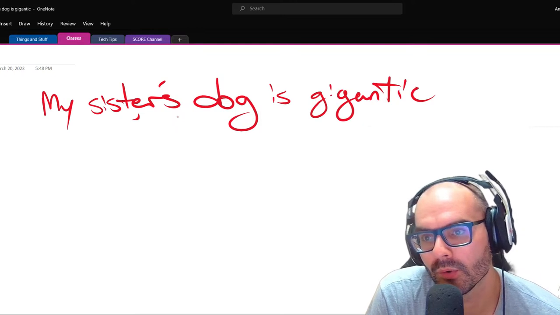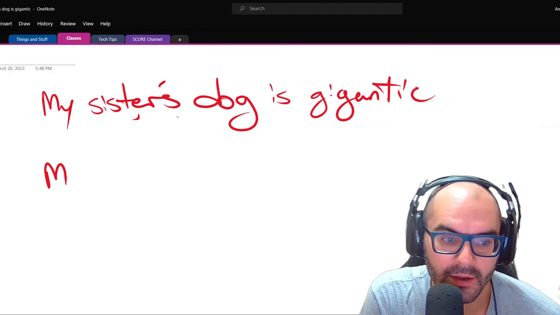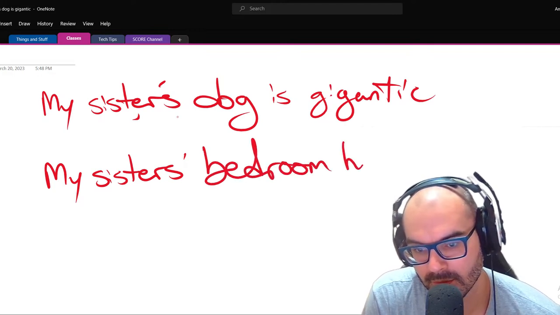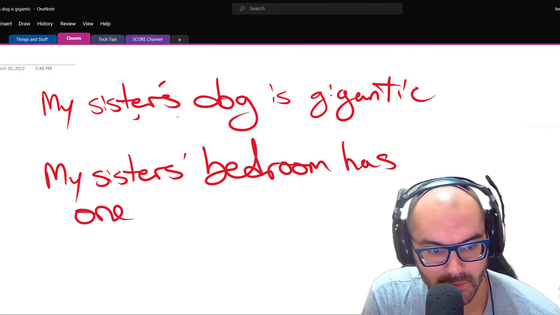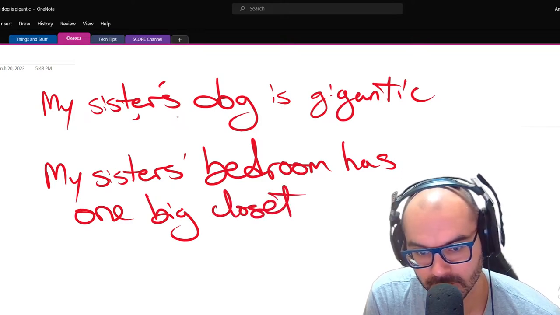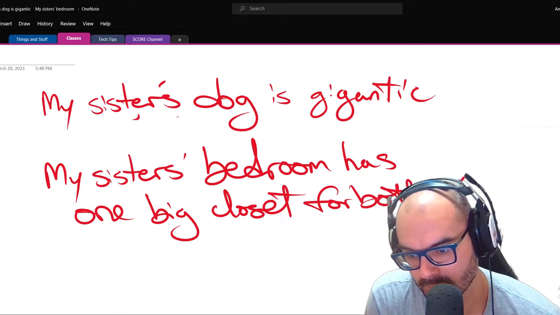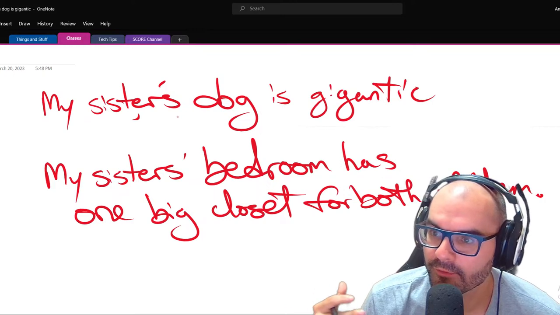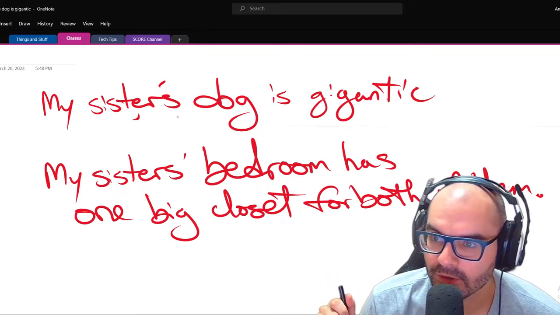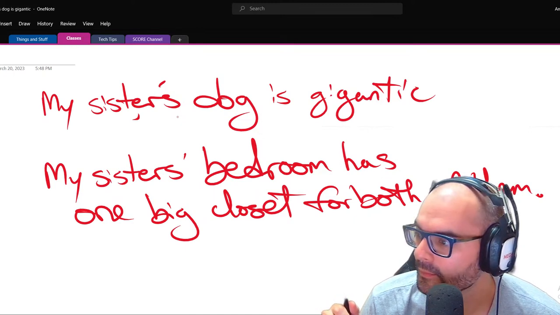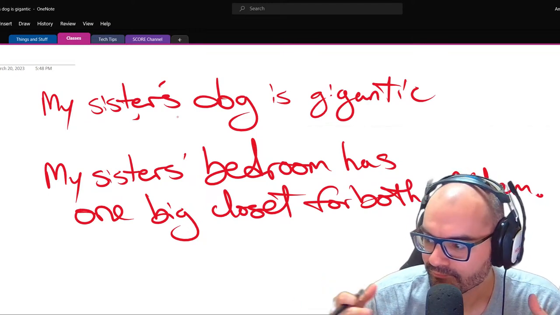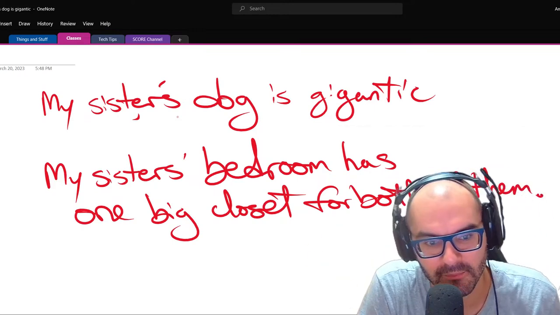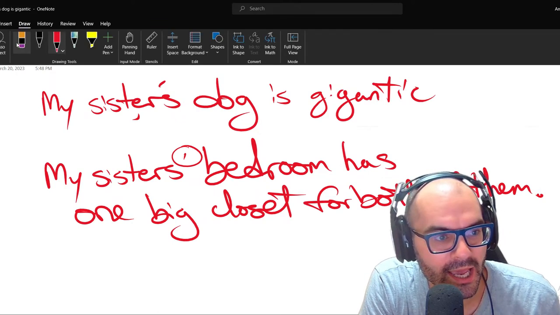Now, what if there was something that belonged to multiple sisters? What if I had more than one sister? And I said this. So this could be a totally valid example. I could say my sisters' bedroom has one big closet for both of them. So what do we know now about my multiple sisters? That there are two and they share a closet. Yeah, there's two of them and they share a room. Because the room is technically for both of them, I'm saying my sisters, but then I'm putting the apostrophe here. So that's the rule, right?